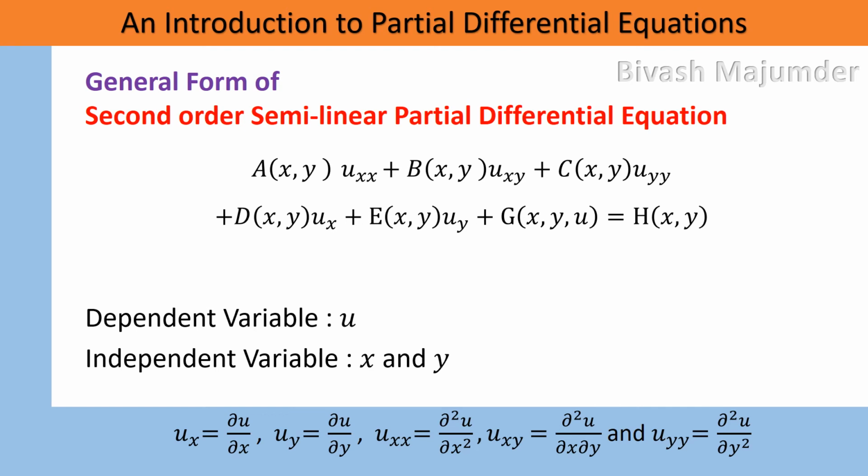Please look at the general form of a second-order semilinear partial differential equation. Here this PDE includes second-order partial derivatives. The coefficients of uxx, uxy and uyy, that is a, b and c, are functions of the independent variables x and y, and the coefficients of ux and uy, that is d and e, are functions of x and y, and g is a function of x, y and u, and h is a function of x and y only.